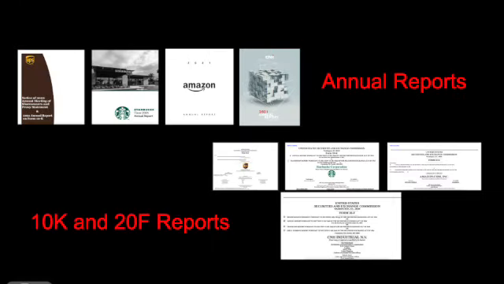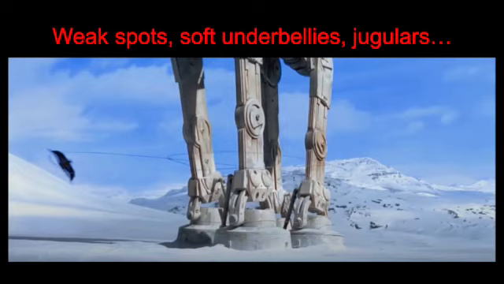Okay, so there you have it. That's what they look like next to each other. And so, you know, what we're going to be doing is we're going to be looking for the weak spots. We're going to be looking for the soft underbellies, or we're going to be looking for the jugulars of these corporations, okay? Because we want to throw a wrench in the works. We want to cost them their precious profits.